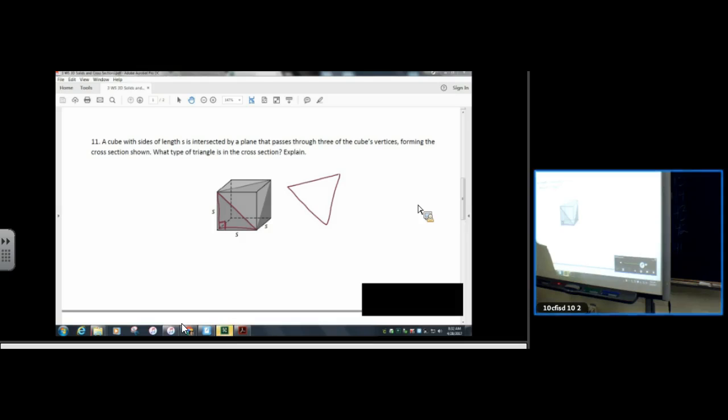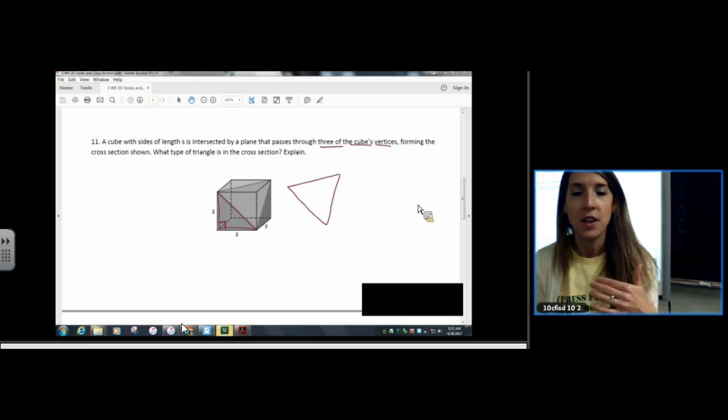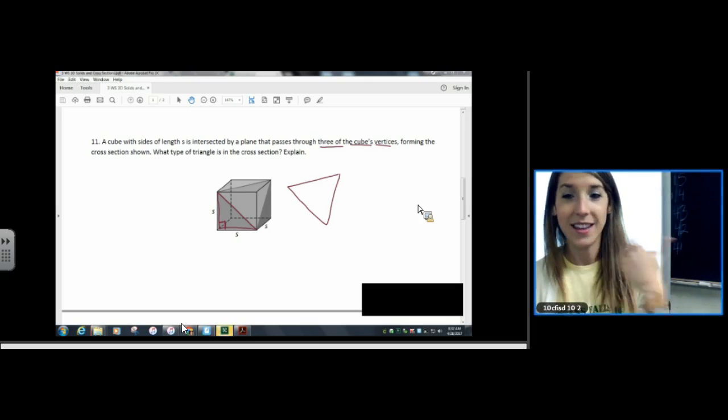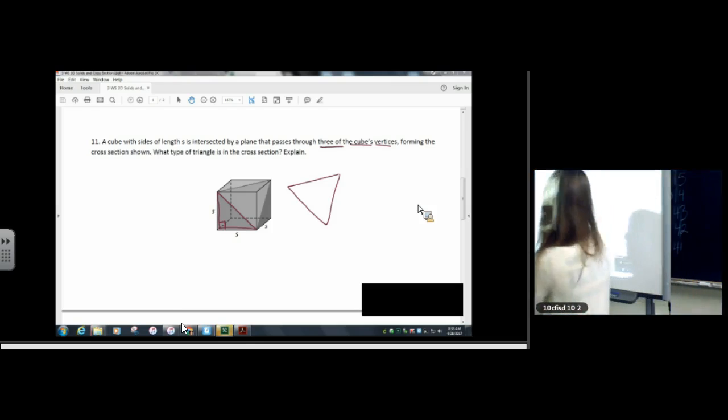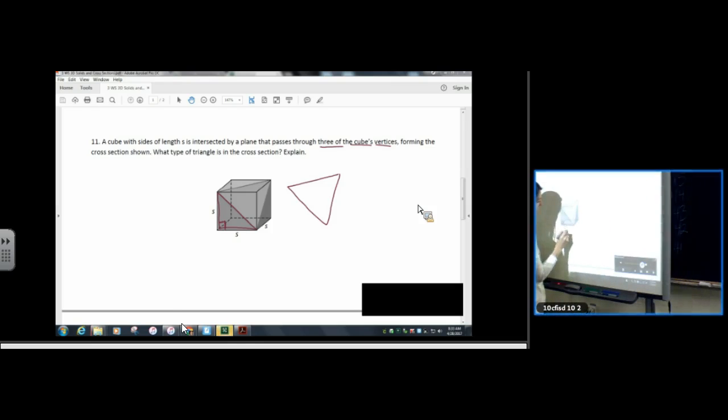It's right. This plane is going through the vertices. So when you connect vertex to vertex, you get a 45-45-90 triangle. So 45-45-90 goes S, S, S root 2. So we found a side. Now, what about this one?